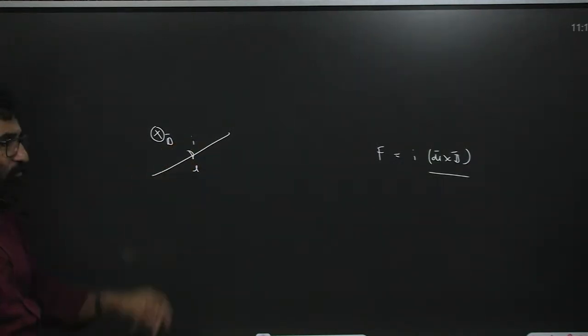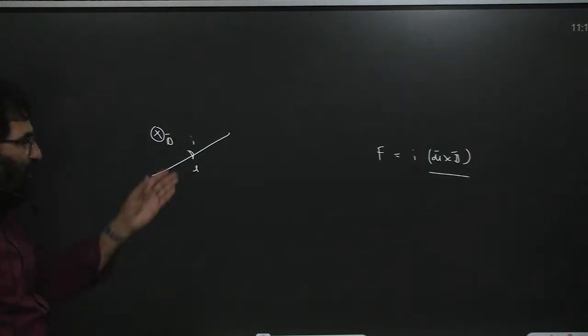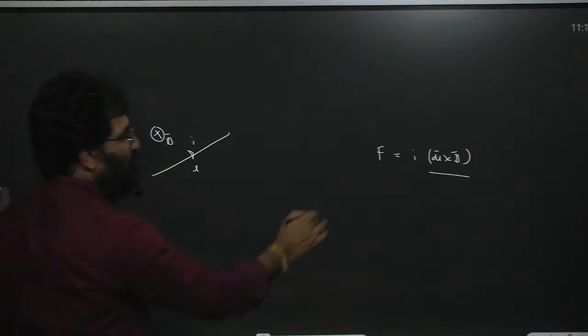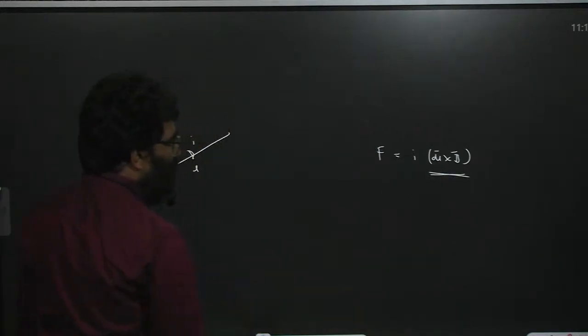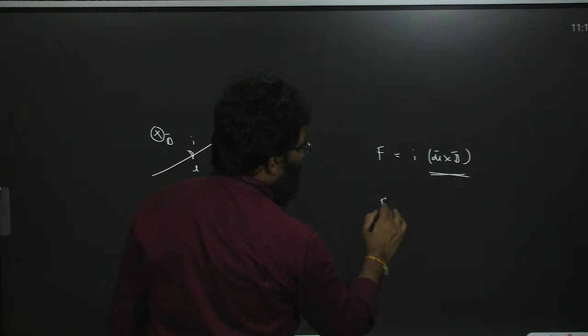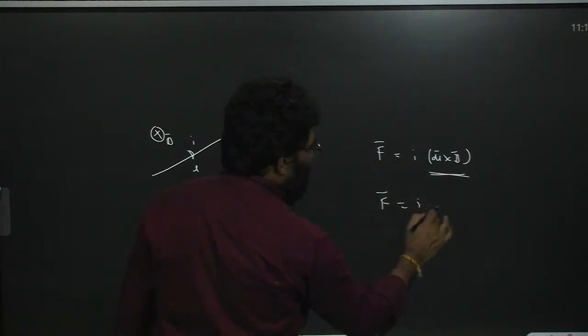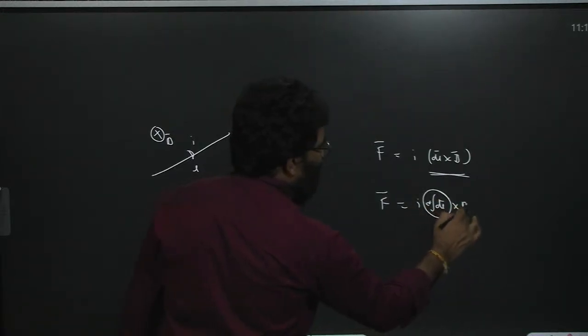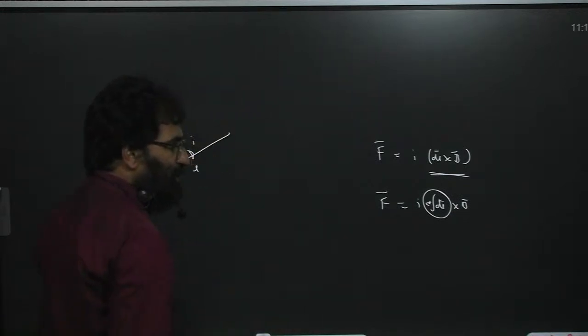If this is an open wire, with current I and length L, the force is I dl bar cross B bar. In a uniform magnetic field, the force is defined as the integral of I dl bar cross B bar. The magnetic field is constant, so we take dl bar cross B bar.